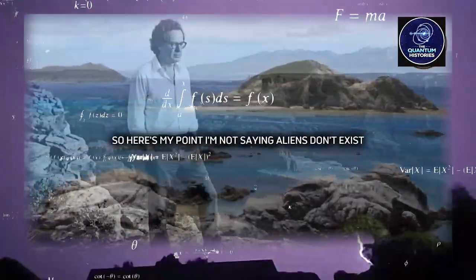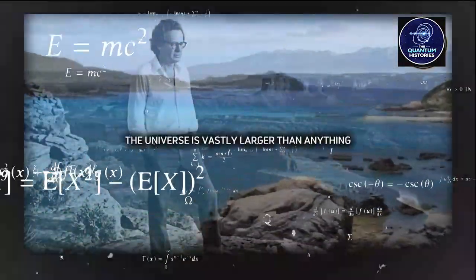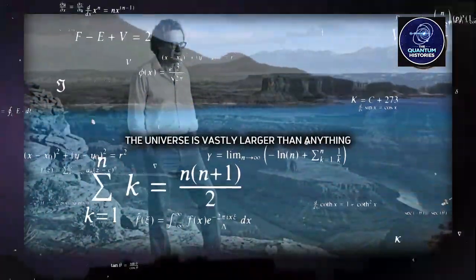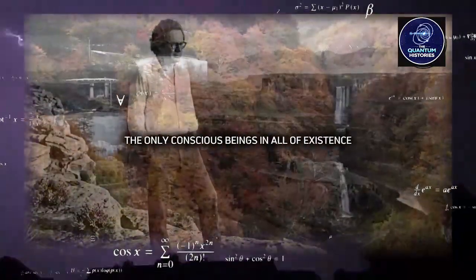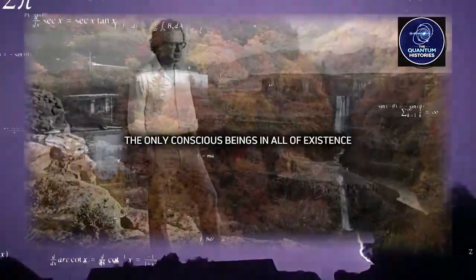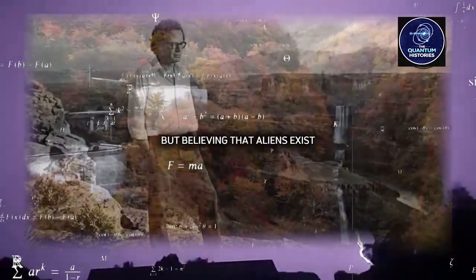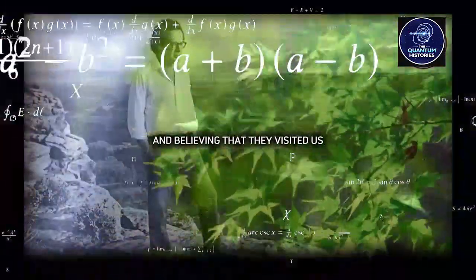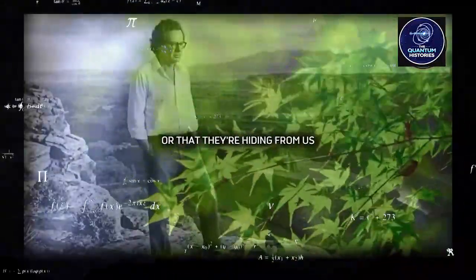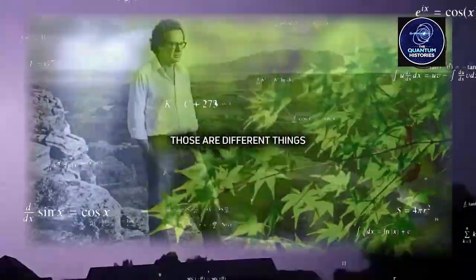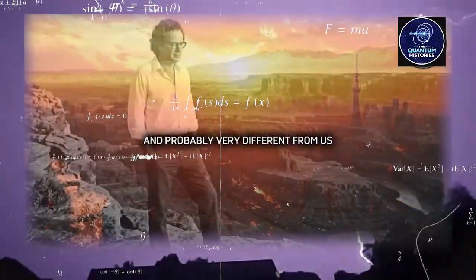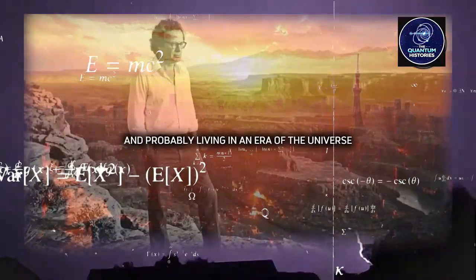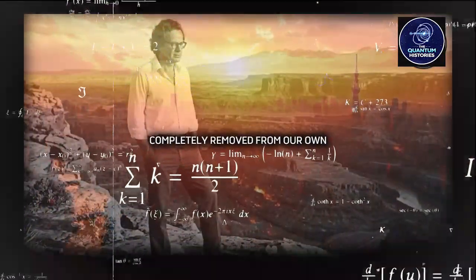So here's my point. I'm not saying aliens don't exist. The universe is vastly larger than anything we can imagine. Mathematically, it would be strange if we were truly the only conscious beings in all of existence. But believing that aliens exist and believing that they visited us, or that they're contacting us, or that they're hiding from us, those are different things. The math says they might exist out there somewhere, but the math also says they're probably very far away, and probably very different from us, and probably living in an era of the universe completely removed from our own.